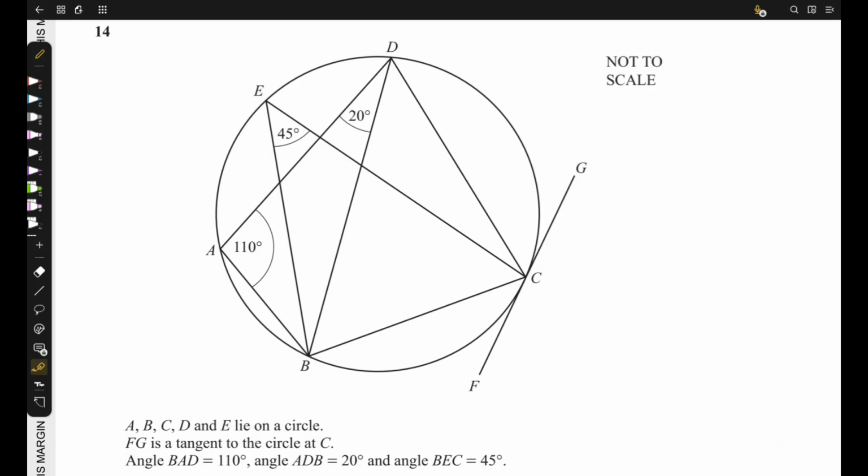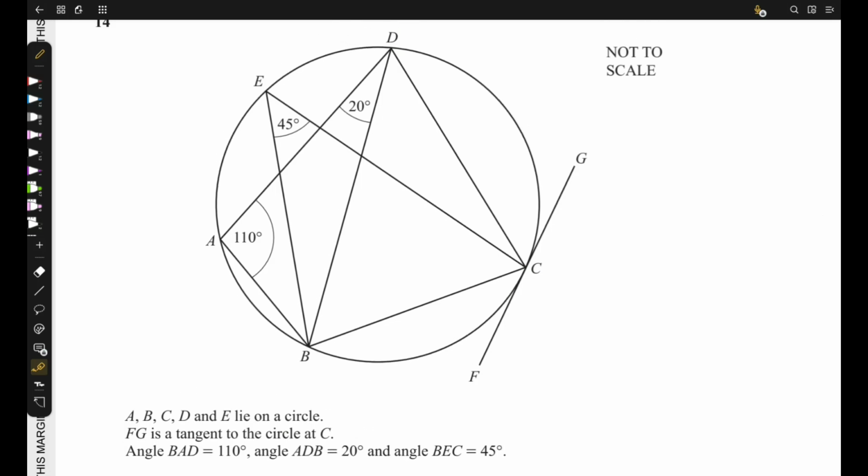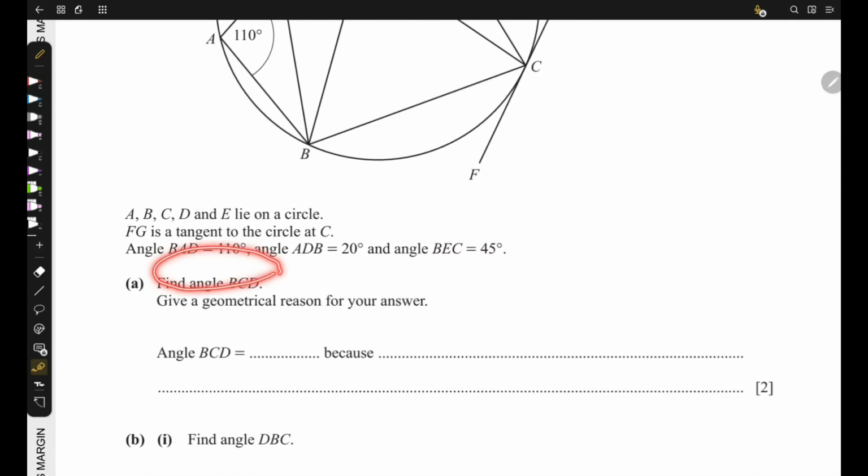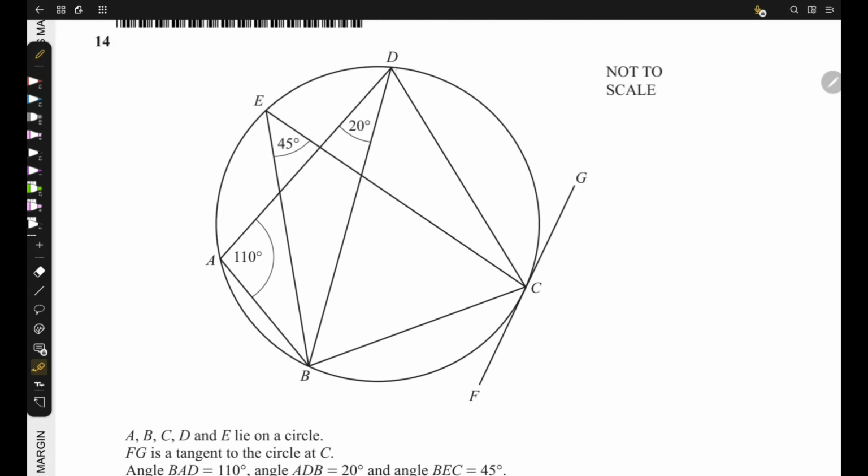Moving on, circles. We have a circle. Over here we have 5 points A, B, C, D, E lying on a circle. G is a tangent to the circle at point C, and some of the angles are given. Angle BAD is equal to 110, angle ADB is equal to 20 degrees, and angle BEC is equal to 45 degrees. In the first part, we have to find angle BCD and give a geometrical reason for your answer. Angle BCD means we have to find this angle. This is angle BCD.